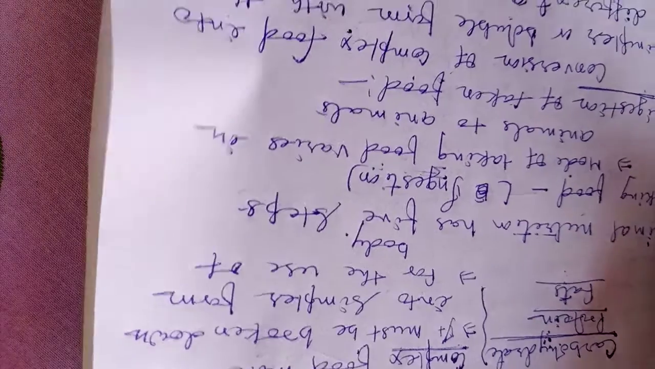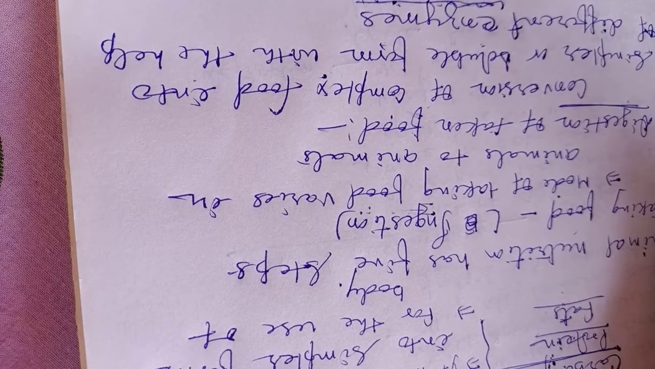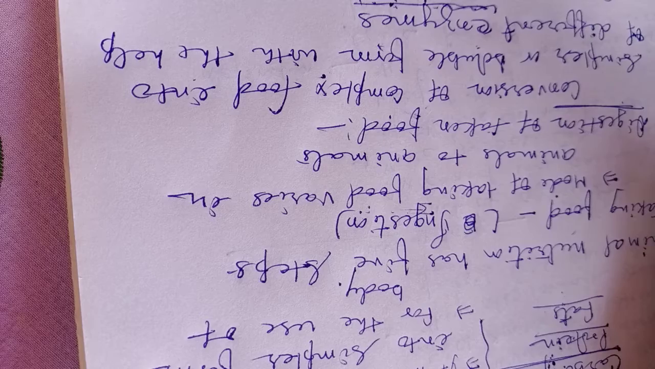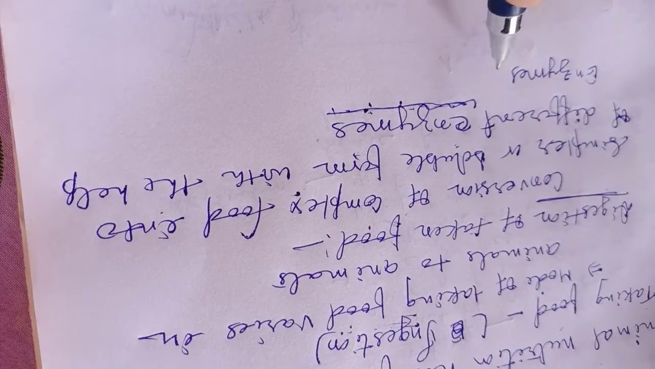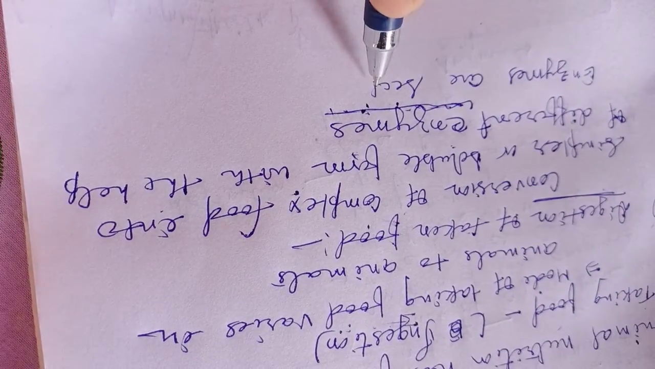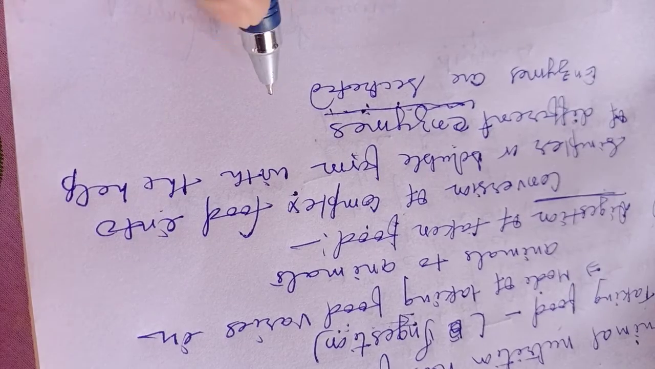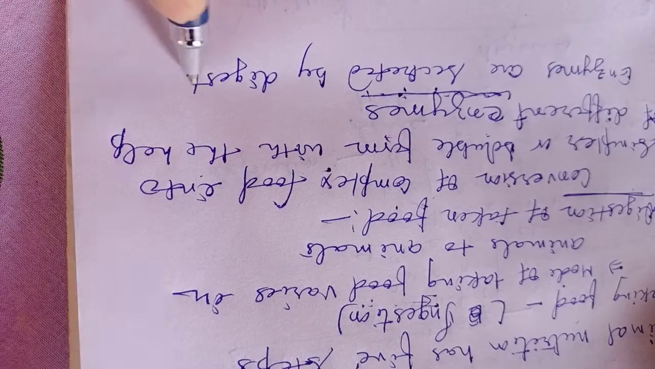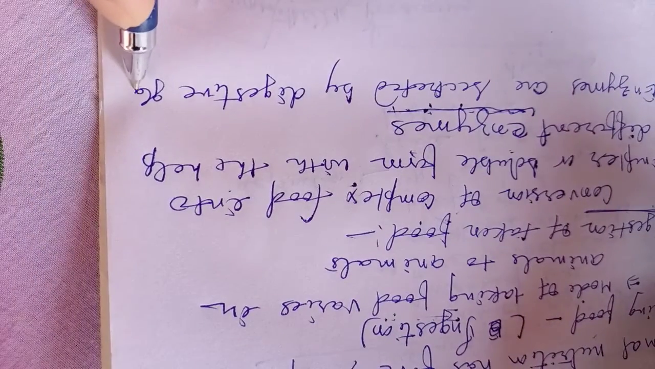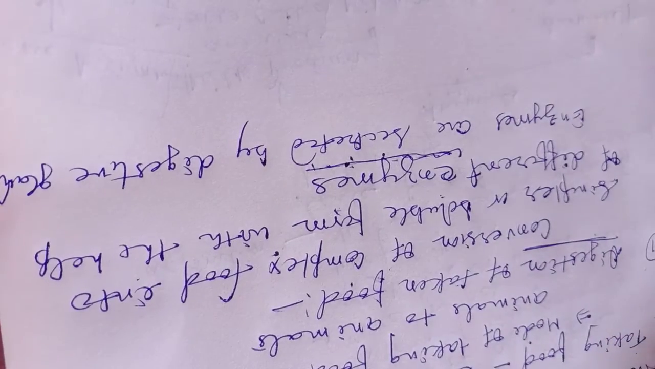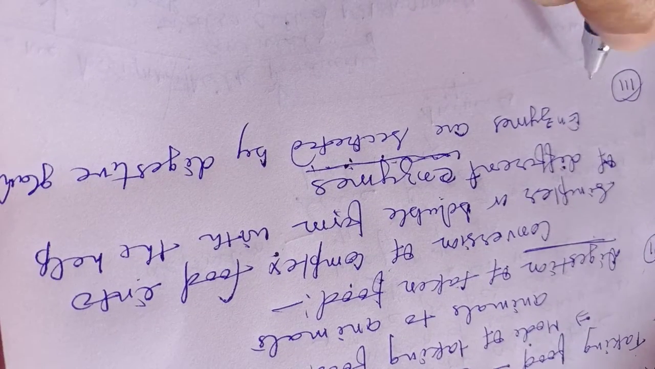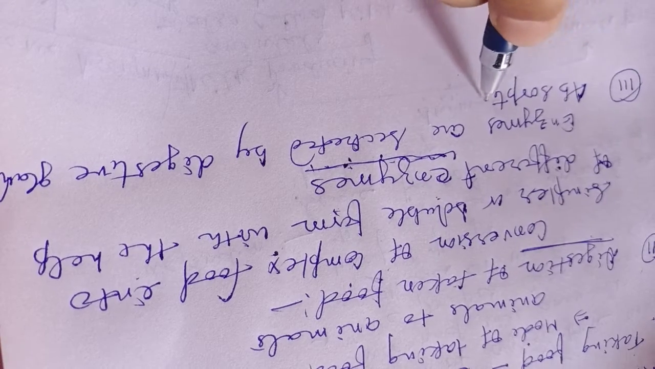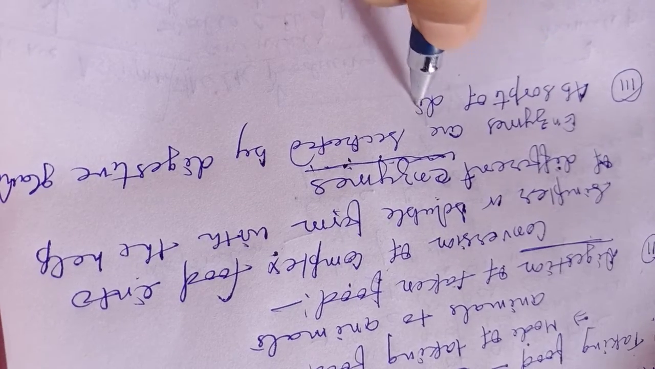From where does it come? Enzymes कहाँ से आता है? Enzymes are secreted by digestive glands. Now the third one is absorption, absorption of digested food.